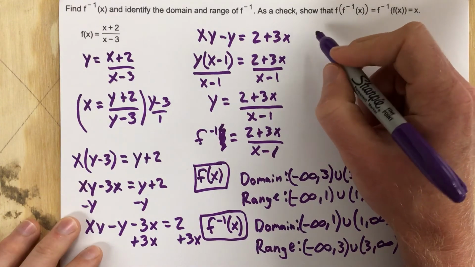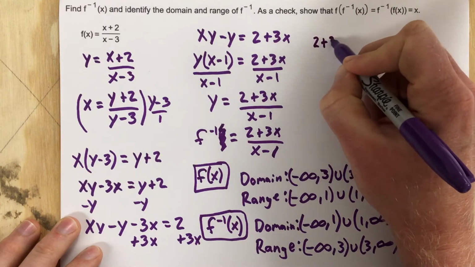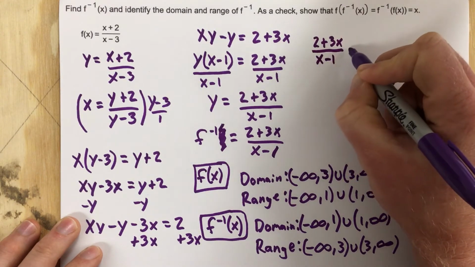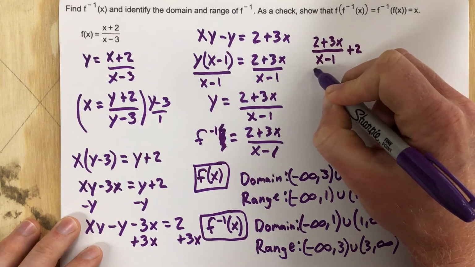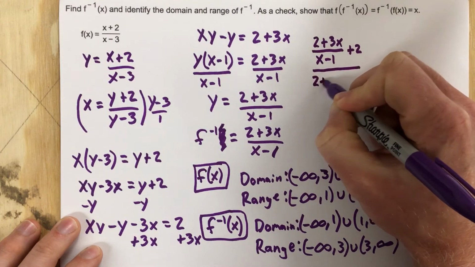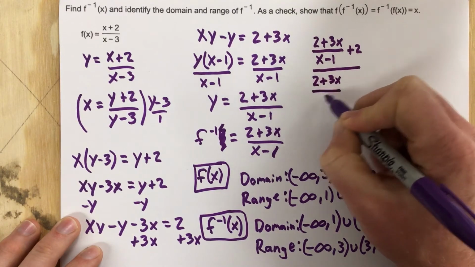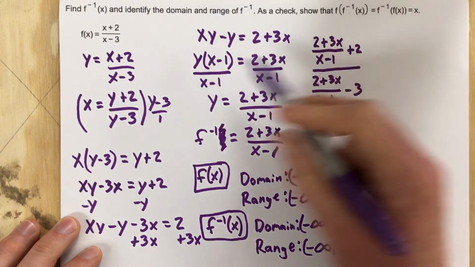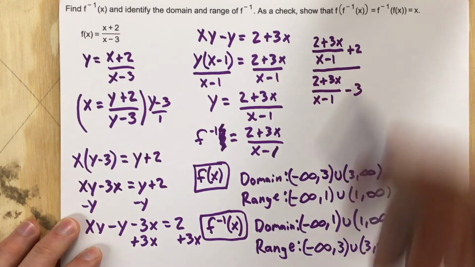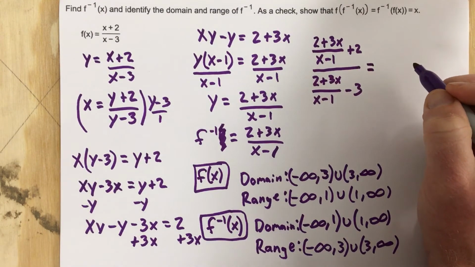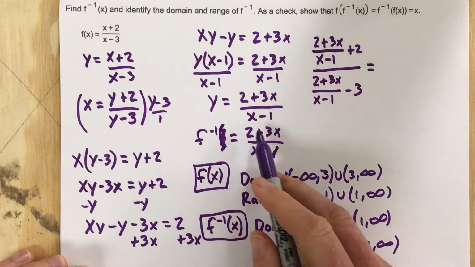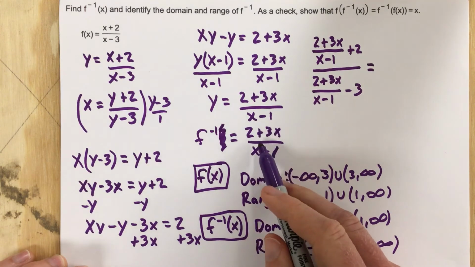So I'm going to say that this is 2 plus 3x over x minus 1, plus 2, over 2 plus 3x over x minus 1, minus 3. So I took the inverse function and I plugged it into the f function. I'm going to say that that's got to equal the inverse, or the f function plugged into the inverse. So let's take the f function and plug it into the inverse function right here.